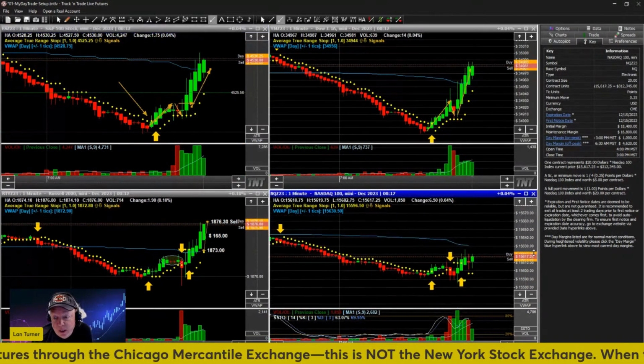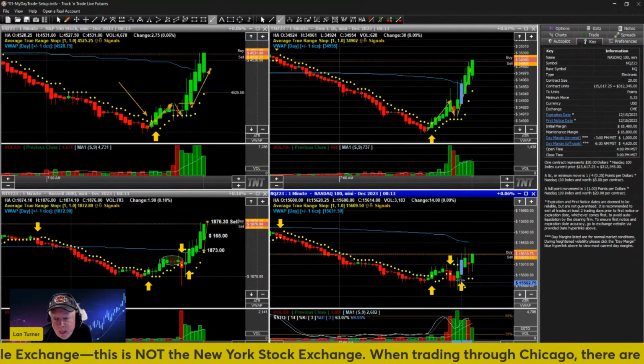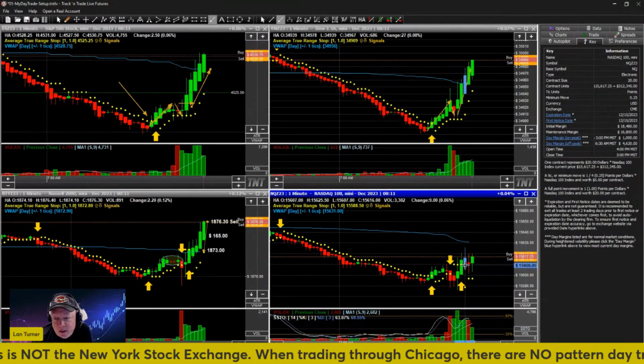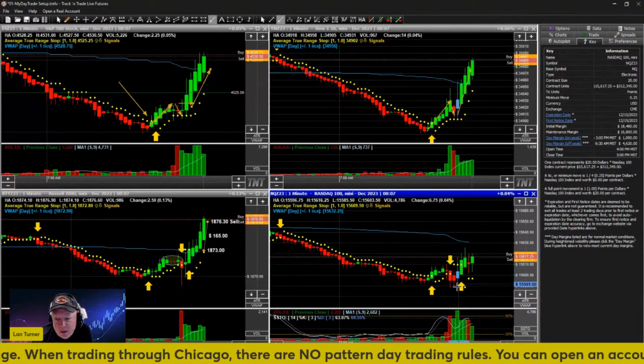Now here's another one right here, but notice the indecision. See the topping and bottoming tails in here? We had bottom tails, no bottom tails. That's good. We like to see 3 or 4 no bottom tails. They only got 2 here. We got a clearing bar.